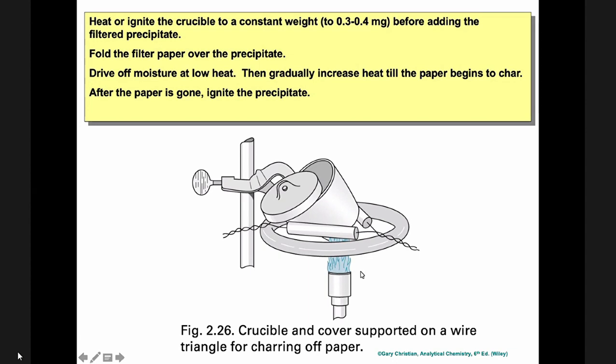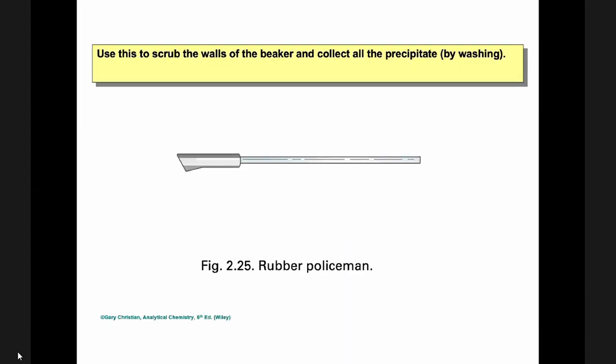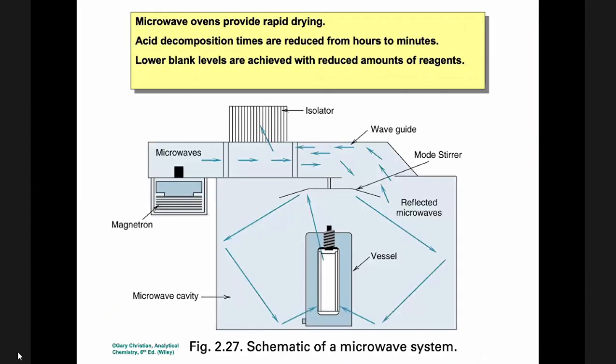But now we don't have any more Bunsen burners, right? So what do we use now? In the labs, we already have hot plates. Then we also have microwave ovens for rapid drying. And usually it is used in the determination of metals, prior to atomic absorption analysis.